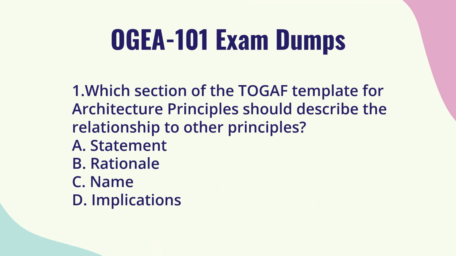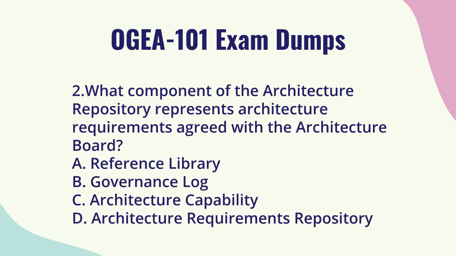1. Which section of the TOGAF template for architecture principles should describe the relationship to other principles? A. Statement. B. Rationale. C. Name. D. Implications. 2. What component of the architecture repository represents architecture requirements agreed with the architecture board? A. Reference library. B. Governance log. C. Architecture capability. D. Architecture requirements repository.